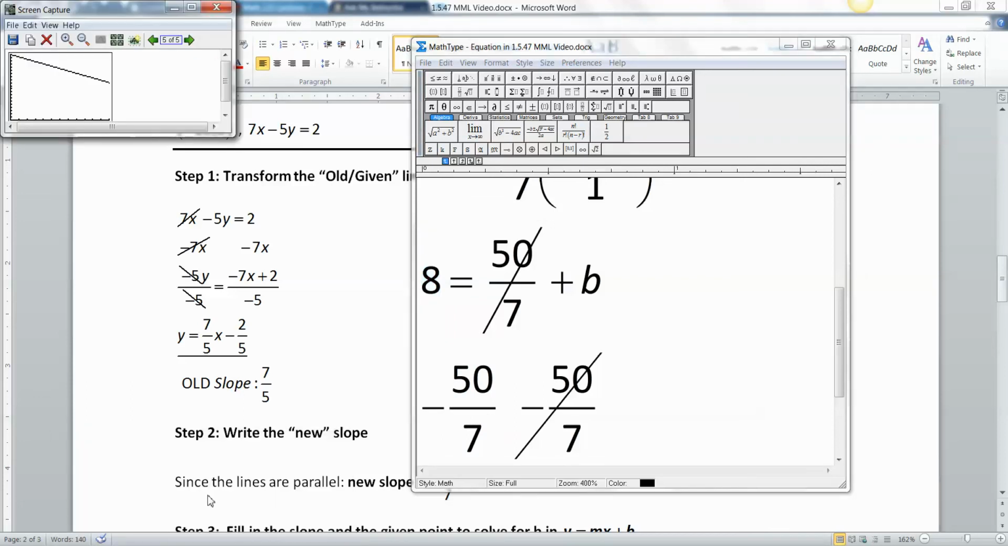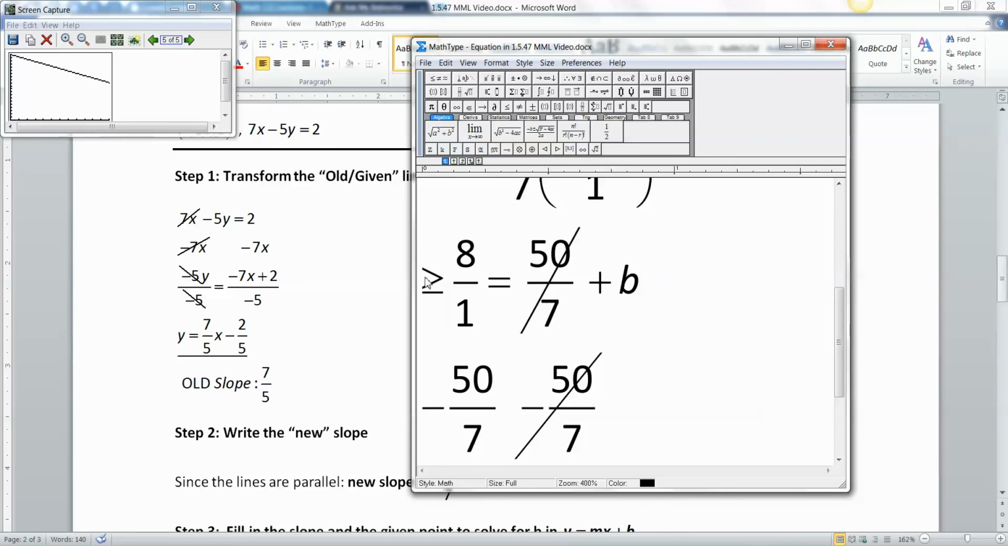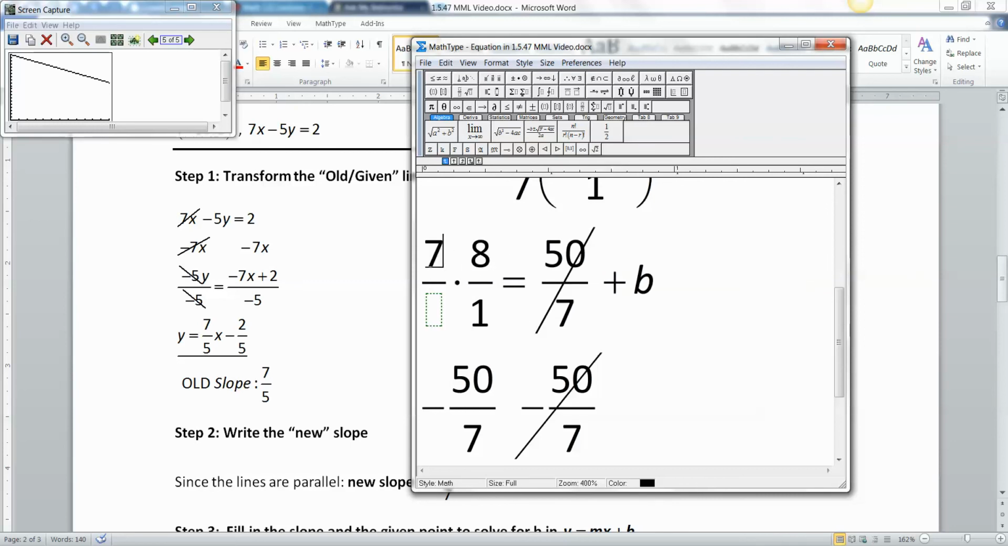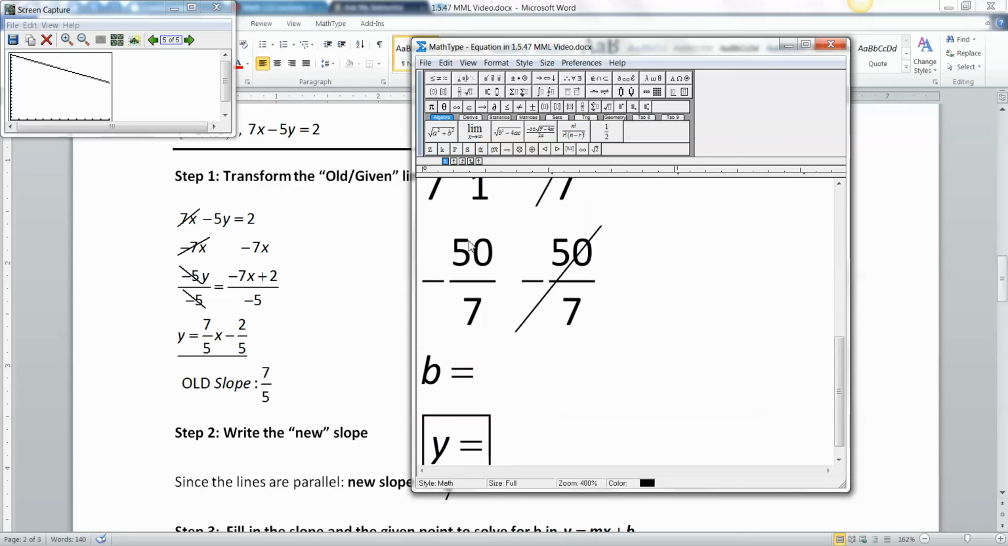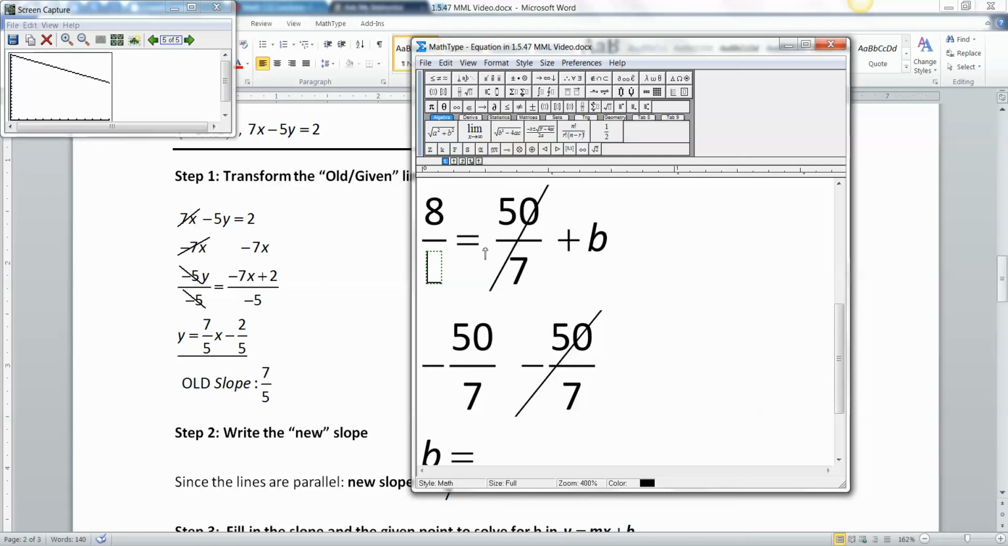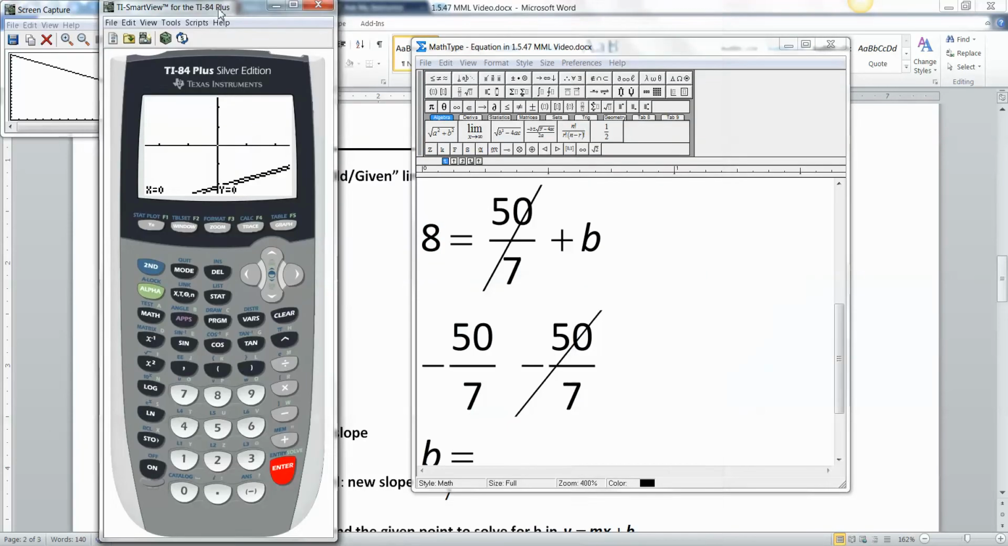Well, luckily for you, you have a calculator. I mean, if you want to do it longhand, I'll just show you real quick. If you want to do it longhand, it's 8 over 1 times 7 over 7, right? You'd have to make it so they have the same denominator, then you could add them up. So you could do it that way. So it'd be 56, take away 50. So I think the answer is going to be 6, but we'll find out. Because you don't have to do it the longhand way if you've paid good money for a calculator.